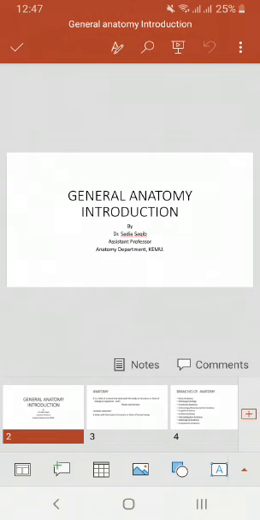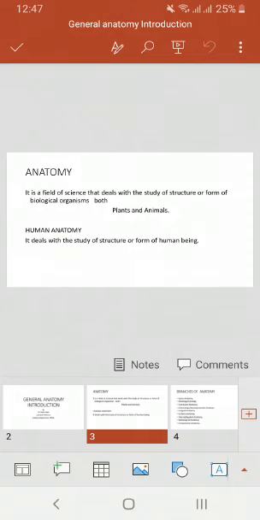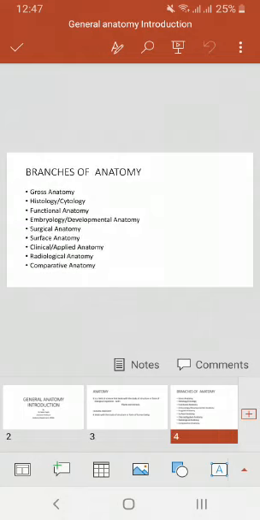Today's topic is the general introduction of human anatomy. Anatomy is a field of science that deals with the study of structure or form of biological organisms, including both plants and animals. In human anatomy, it's the study of structure or form of the human body. If we study the structure or form of the human being, then it's human anatomy.